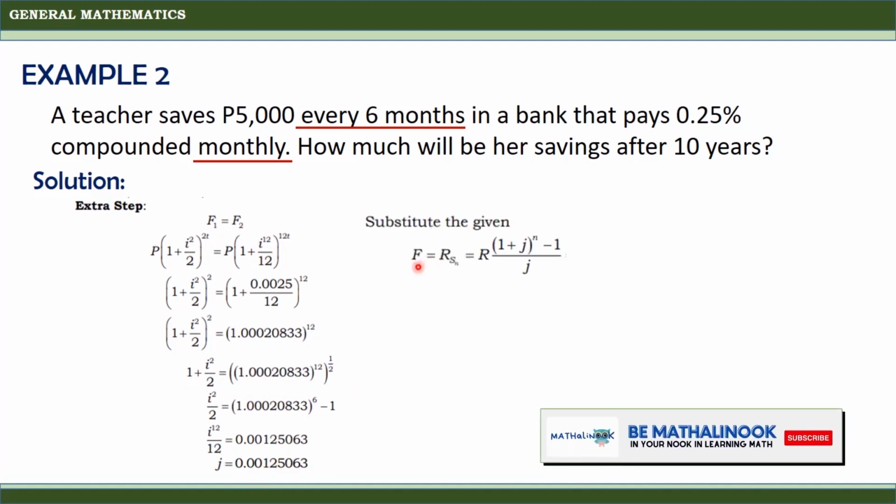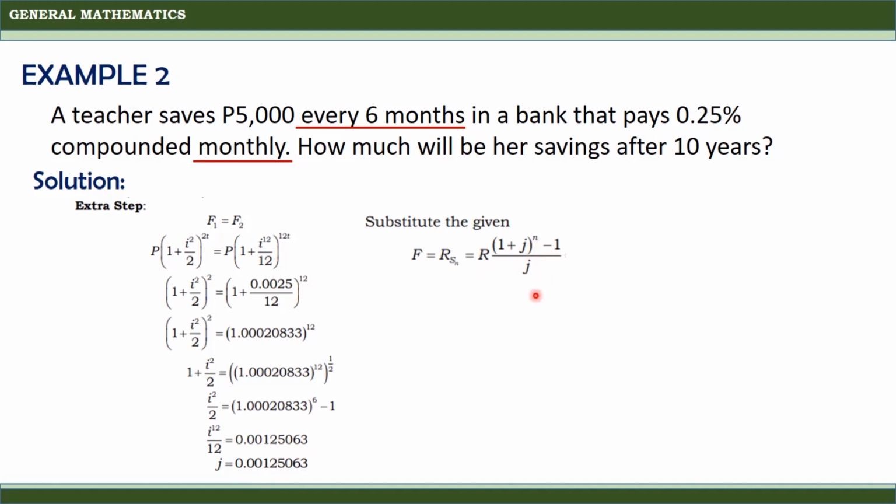With this, using the formula F equals R sub S sub n equals R times 1 plus j raised to n minus 1 all over j, by substitution, notice that our regular payment is equal to 5,000. And the total number of payments will be 2 times 10 years. So that would be 20. Hence, we will have 5,000 times 1 plus 0.00125063 quantity raised to 20 minus 1 all over 0.00125063.